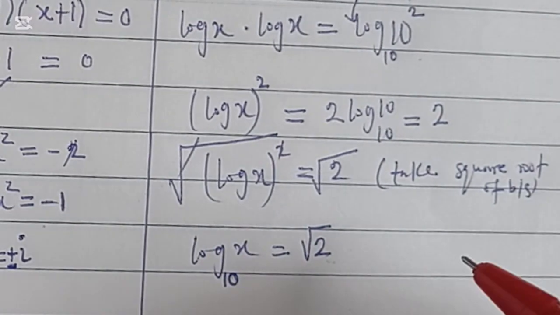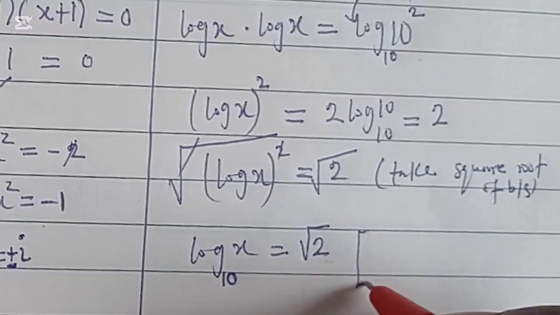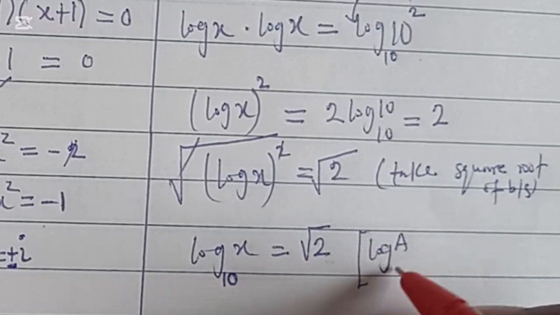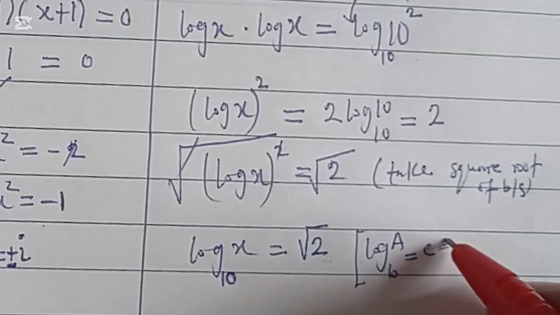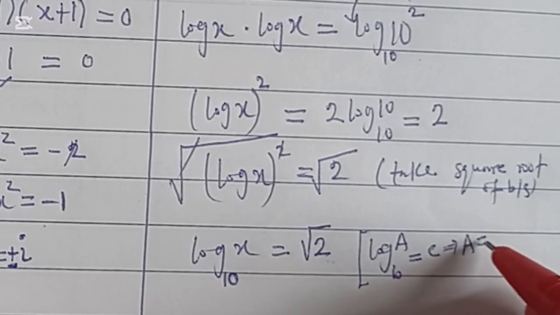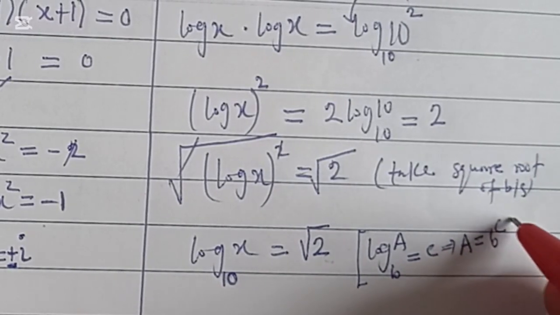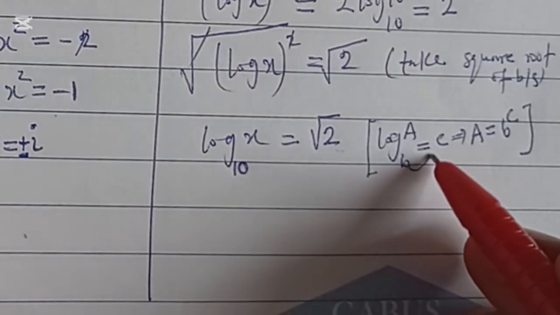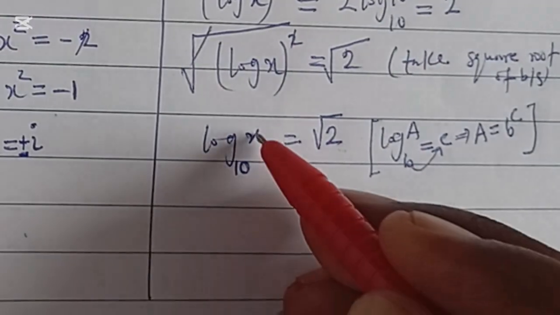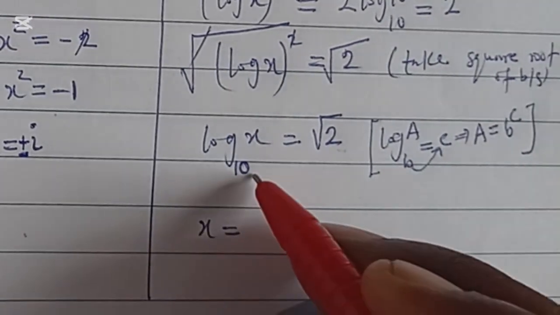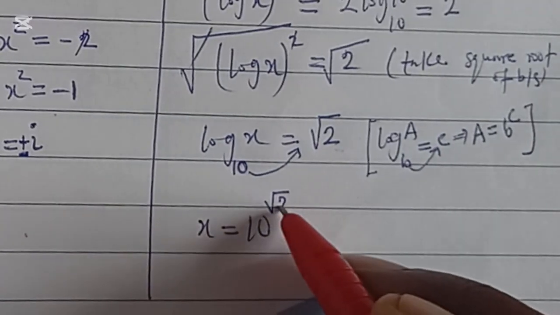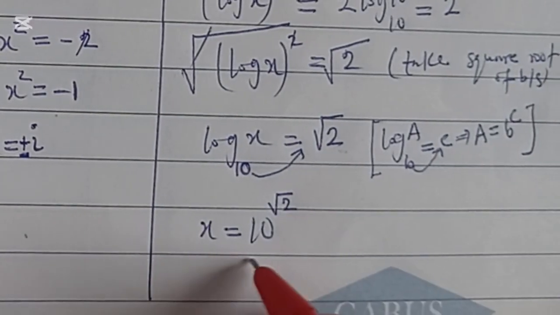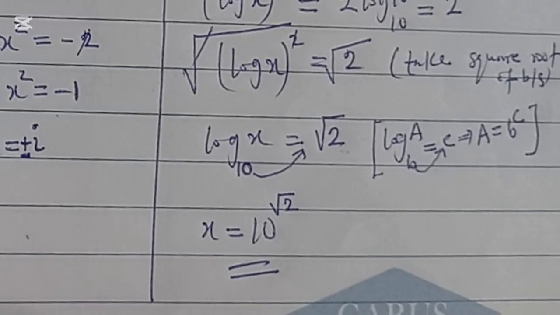The law of logarithm says that if you have log a to base b equal to c, you can get rid of the logarithm by simply saying a is equal to b to the power of c. Easy. So in this case, we have x is equal to 10 to the power of the square root of 2. So this is the answer to this, and this is the answer to this.